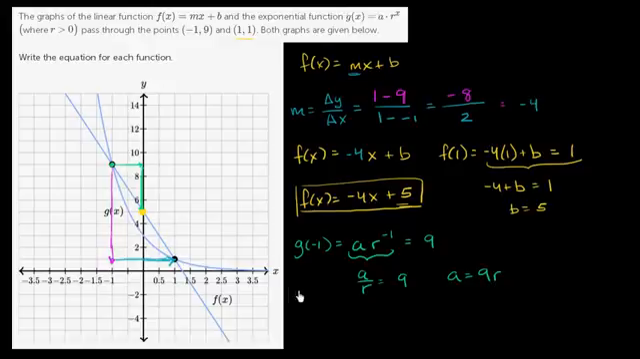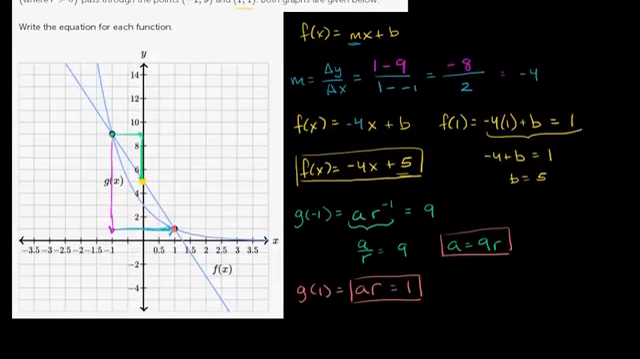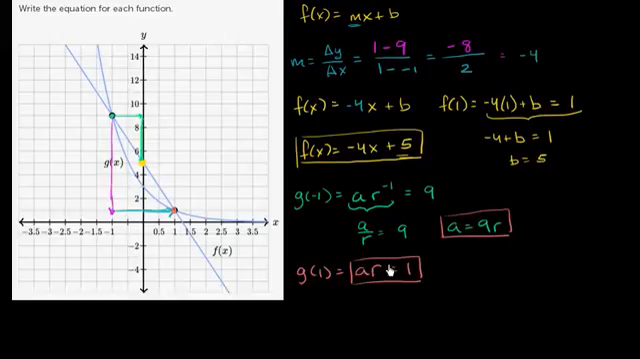Now let's use this other point. This other point, they tell us that g of 1, which would be the same thing as a times r to the first power, or just a times r, that is equal to 1, or a times r is equal to 1. So how can we use this information right here? A is equal to 9r and a times r is equal to 1 to solve for a and r. Well, I have a little system here. It is a nonlinear system, but it's a pretty simple one.